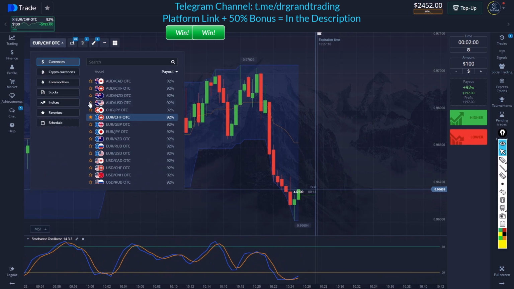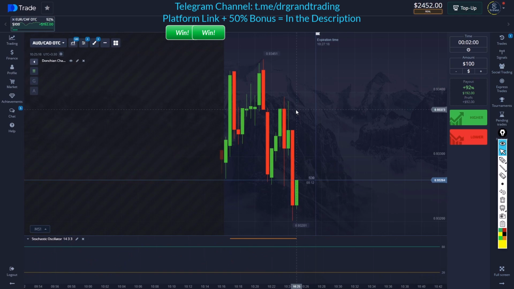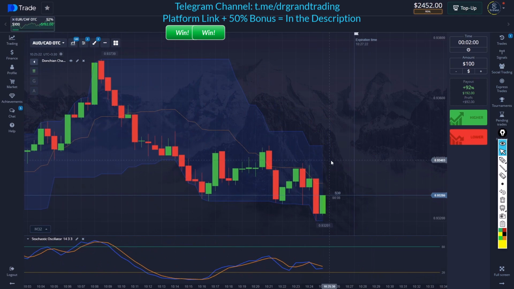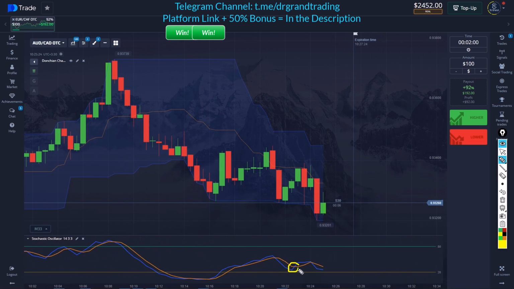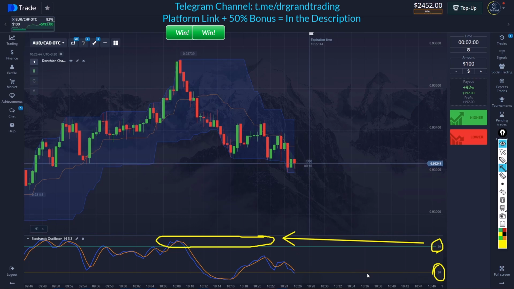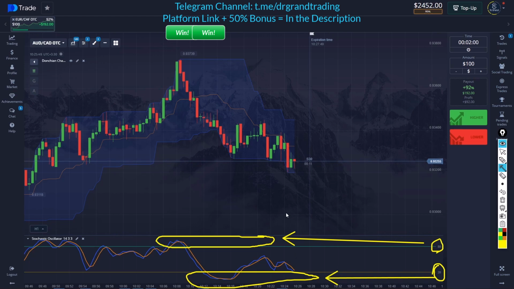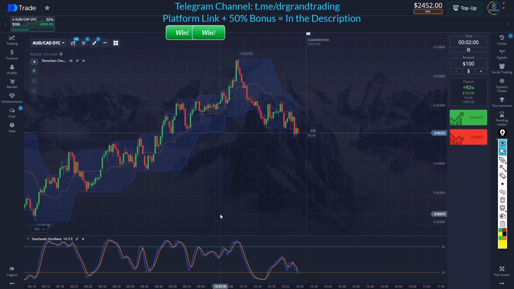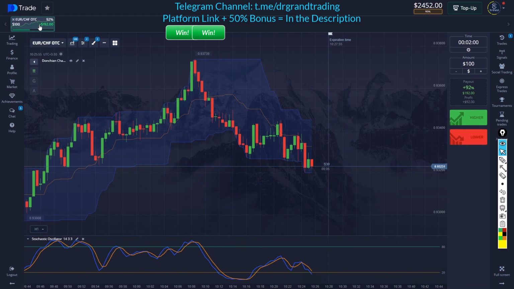Okay, no problem. Okay. We see that these intersections are happening between the 80 and 20 level. Okay, we don't take our trades based on these two levels. We just need it to go into an oversold or overbought position. In this case, above this 80 is gonna be overbought, and below this it's gonna be oversold.